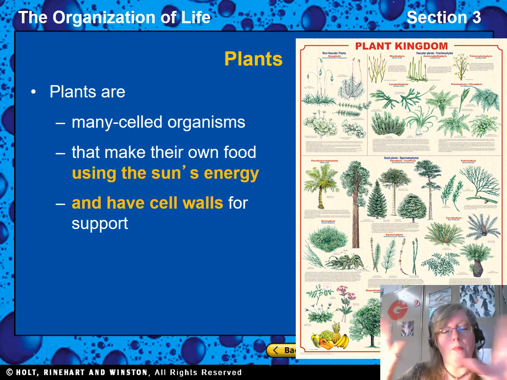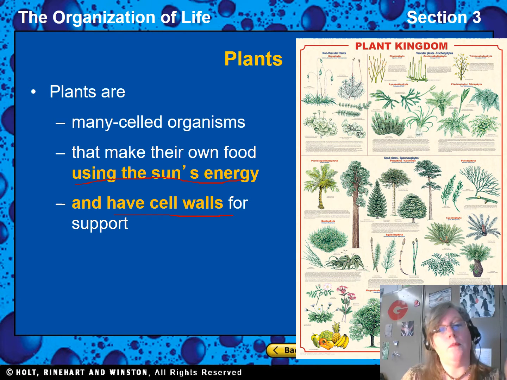Plant box, all the plants are multicellular. And we know that every one of them is going to do photosynthesis, and every one of them has cell walls for support. So that's what lets us decide which trading cards go in the plant box. It has to be multicellular, it has to do photosynthesis, and it has to have cell walls. If it has those three things, we can put that trading card into the plant kingdom. But that's still a big kingdom.